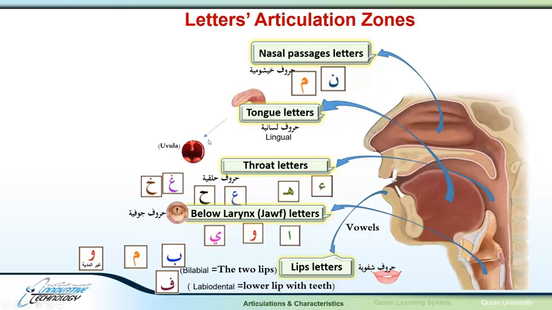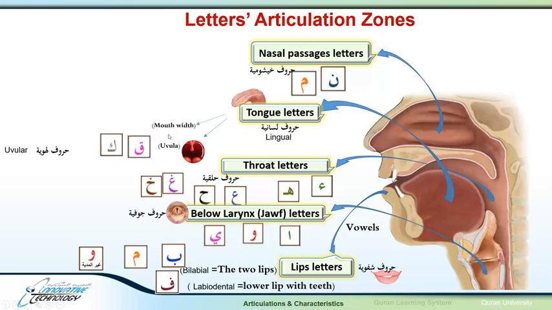First, we have what we call the lingual uvular letters, ق and غ. The ق comes from the uvula, while the غ comes from the soft palate, a little bit ahead, in front of the ق. And we call this uvular حروف, uvular letters.